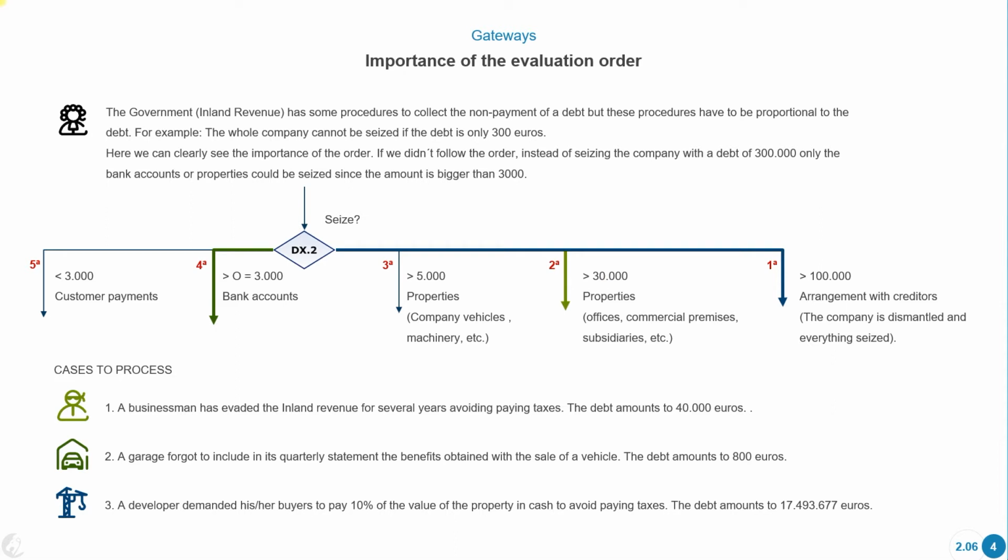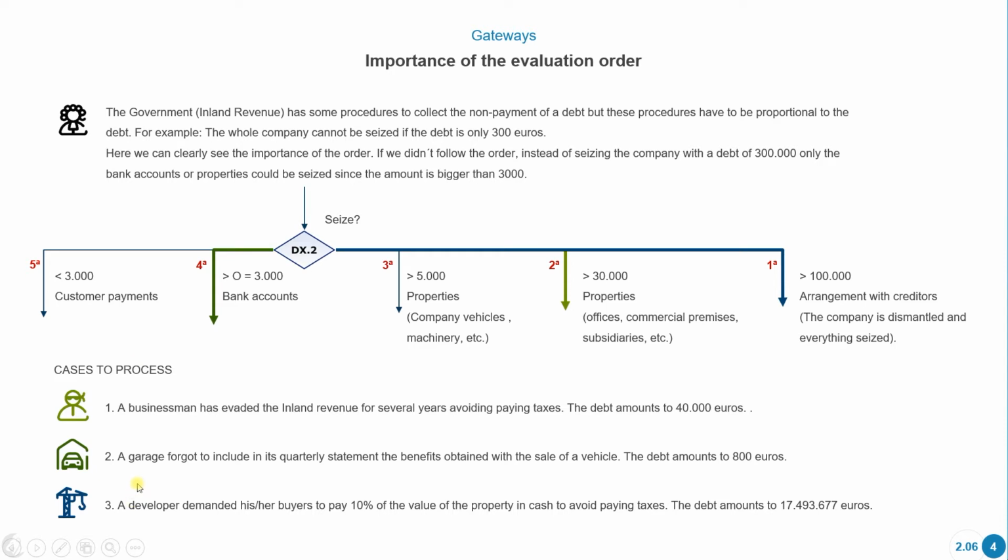In the second example, a garage forgot to include in its quarterly statement the benefits obtained with the sale of a vehicle. The debt amounts to 800 euros. As it is lower than 3,000, it will meet the third condition, so only the customer payments will be seized here. This condition.